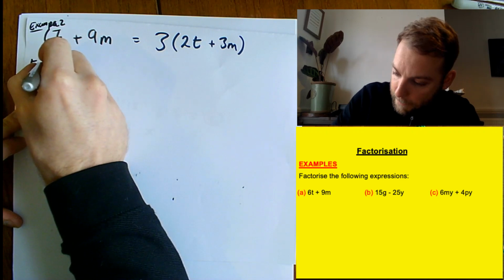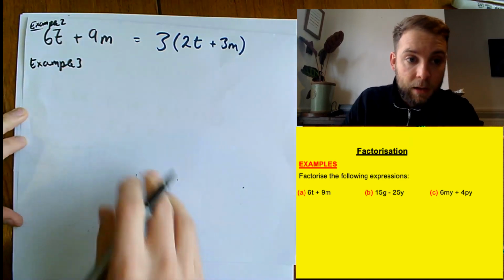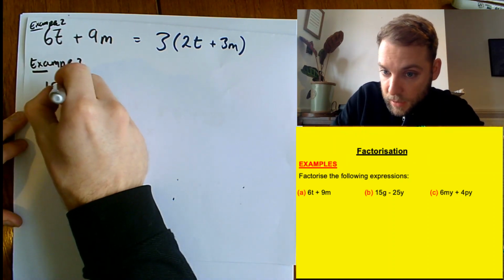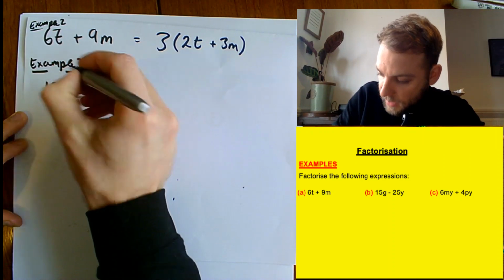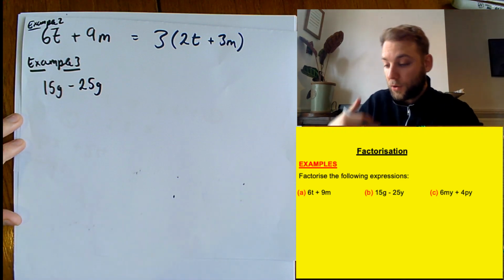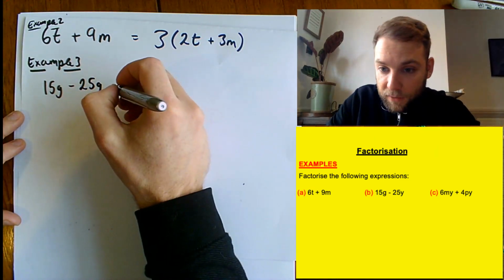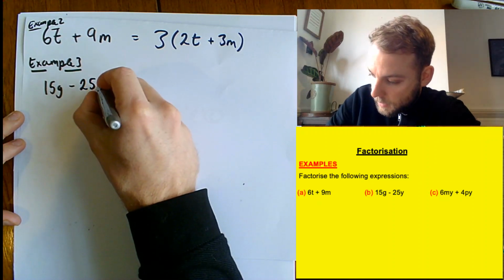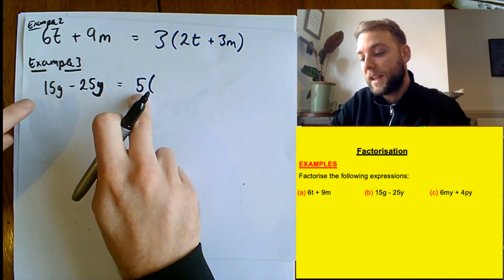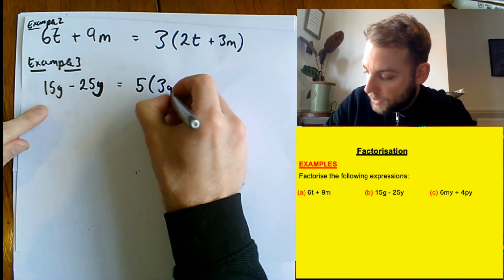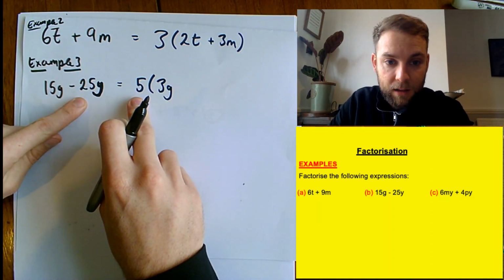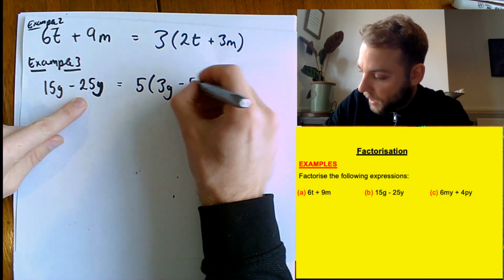Example 3. So here we've got 15y minus 25y. So what's the highest common factor of both of these? Well, the highest common factor, the number that goes into both of these, is 5. So 5 goes outside. So what do I need to times by 5 to get 15y? Well, that's equal to 3y. What do I need to times by 5 to get minus 25y? Well, that's going to be equal to minus 5y there, like so.